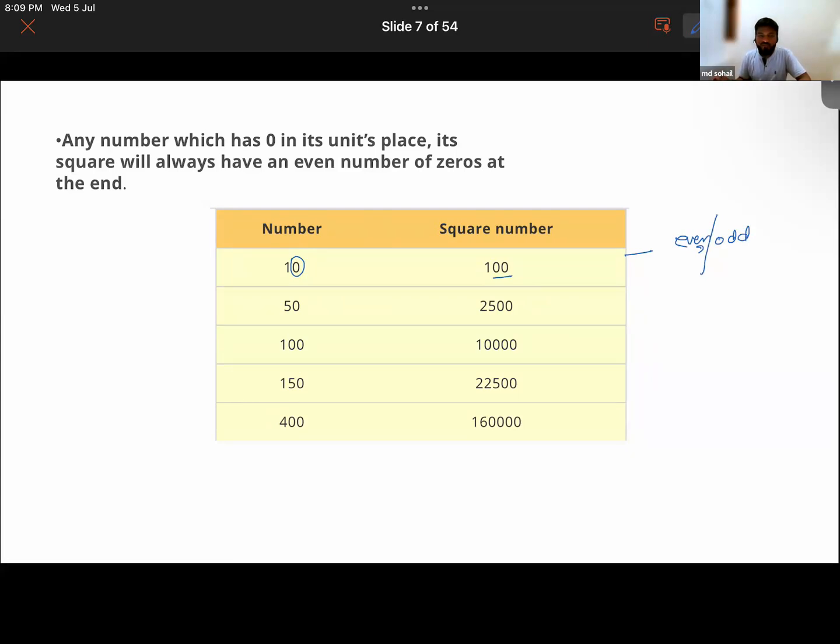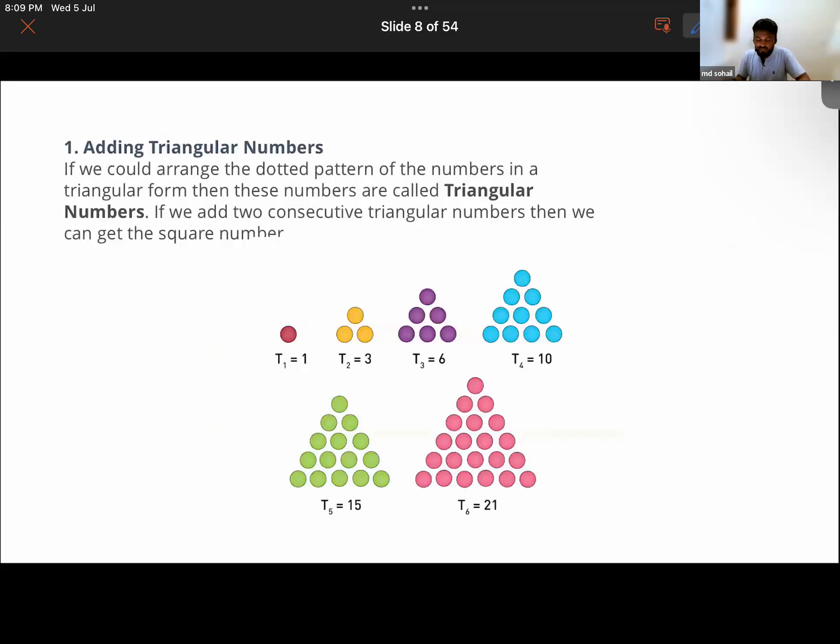The number of zeros of their square will be even or odd. See, there are 2 zeros here, 2 zeros here, 4 zeros here, right? So a number which has 0 in its unit place, its square will always have an even number of zeros at the end. Okay. Then we have triangular numbers like 1, 3, 6.